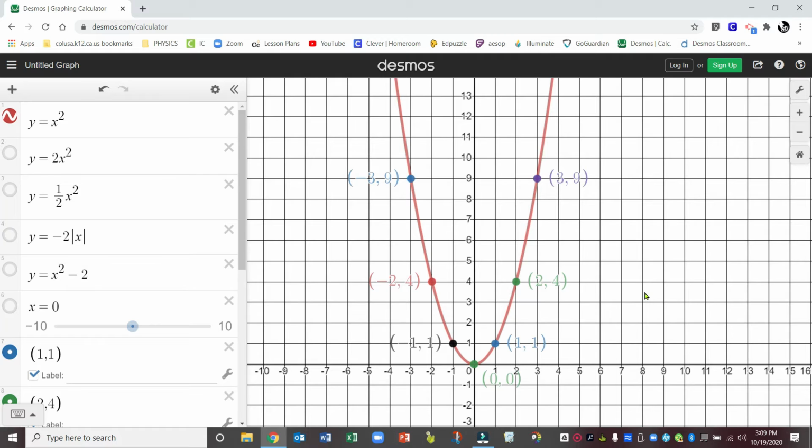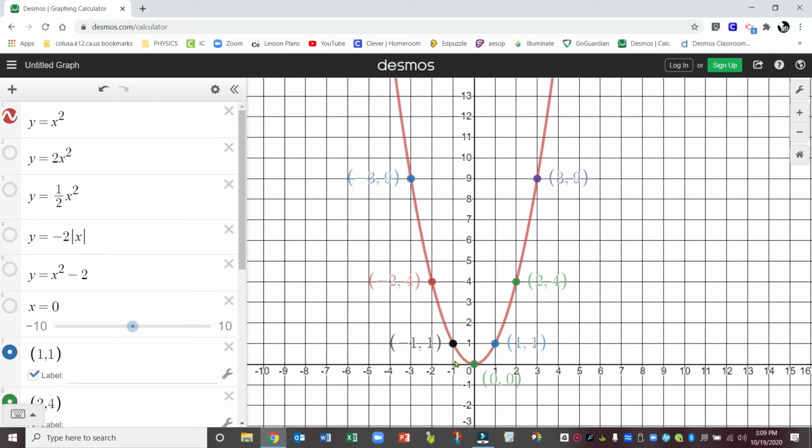We also need to be able to look at the parabola and see when it's increasing or decreasing. So first, let's look at the right side of the parabola where the x values are increasing. What are the y values doing? As the x's go from 0 to 1 to 2 to 3, the y values are going from 0 to 1 to 4 to 9. So while the x values are increasing, the y values are also increasing.